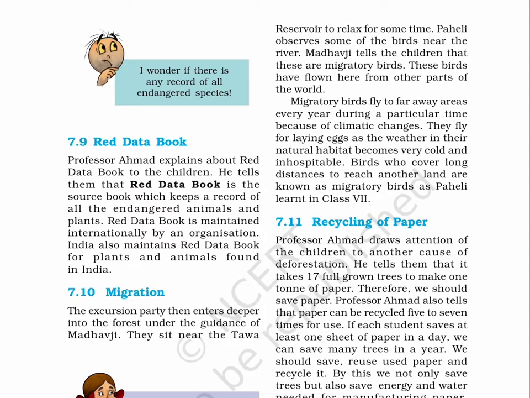7.9. Red Data Book. Professor Ahmed explains about Red Data Book to the children. He tells them that Red Data Book is the source book which keeps a record of all the endangered animals and plants. Red Data Book is maintained internationally by an organization. India also maintains Red Data Book for plants and animals found in India.